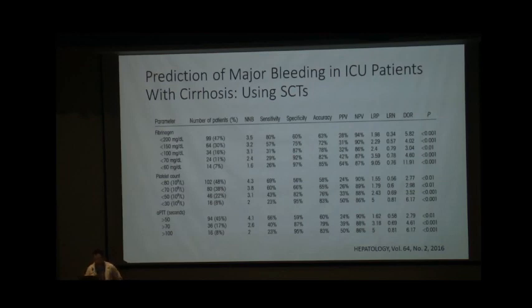So how to predict major bleeding in ICU patients with cirrhosis using the standard conventional tests. This was a paper published in Hepatology in 2016, which showed that fibrinogen less than 60, platelets less than 30,000, and APTT more than 100 seconds had a higher specificity in predicting bleeding, with lower sensitivity.